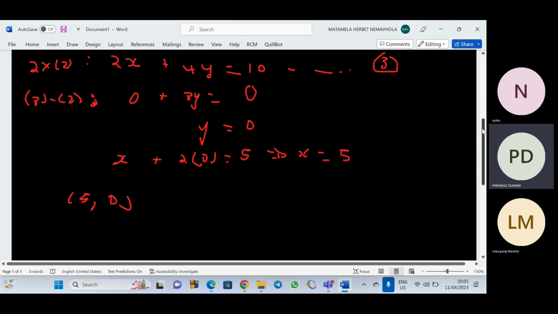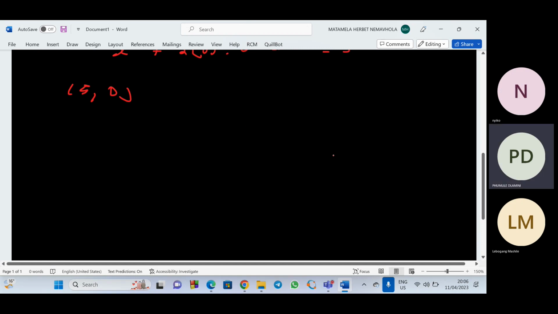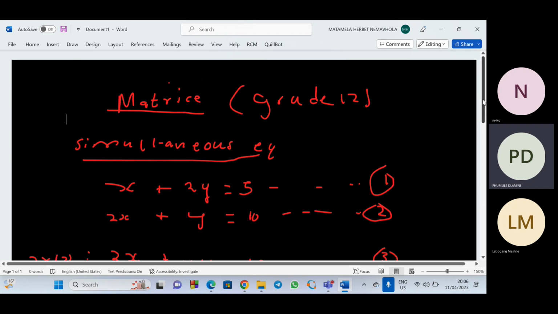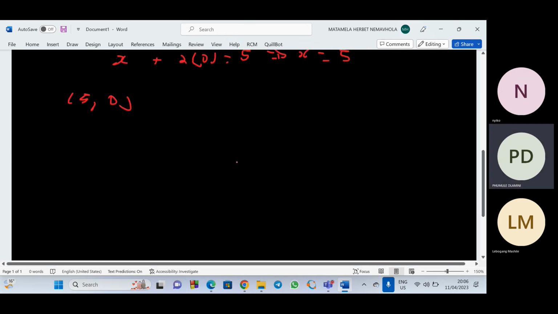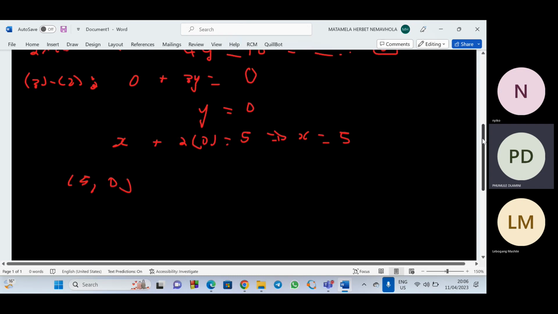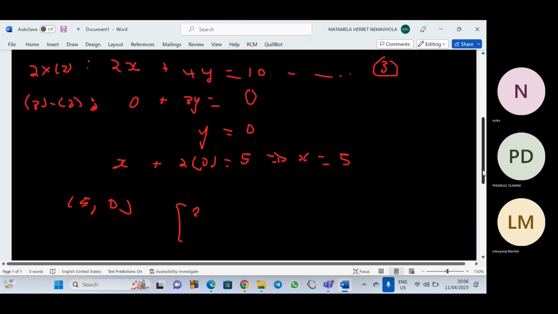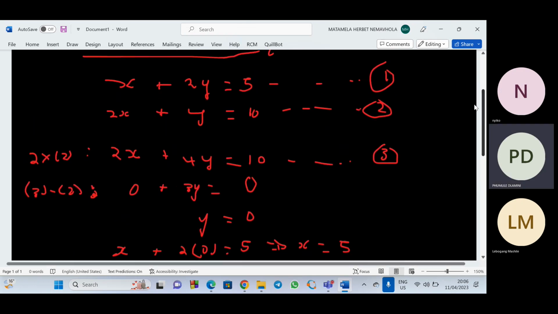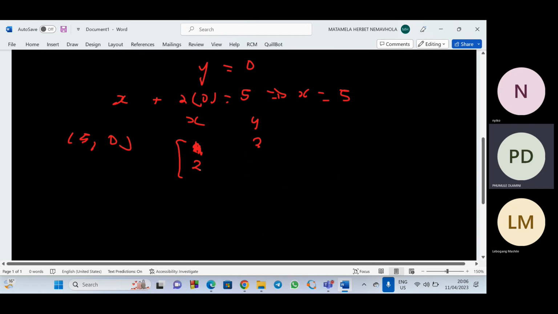Now here in linear algebra, we are going to use matrices. We have the first method, which we call Gaussian elimination. With Gaussian elimination, we can rewrite this system as a matrix. For the x side, the first row is 1 for x and 2 for y. You don't really have to indicate x and y; I'm just indicating them so that you can see what's happening. The other row is 2 for x and 1 for y.